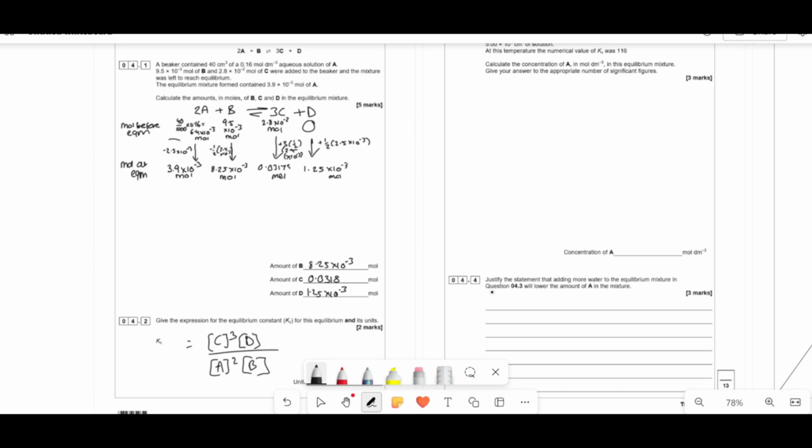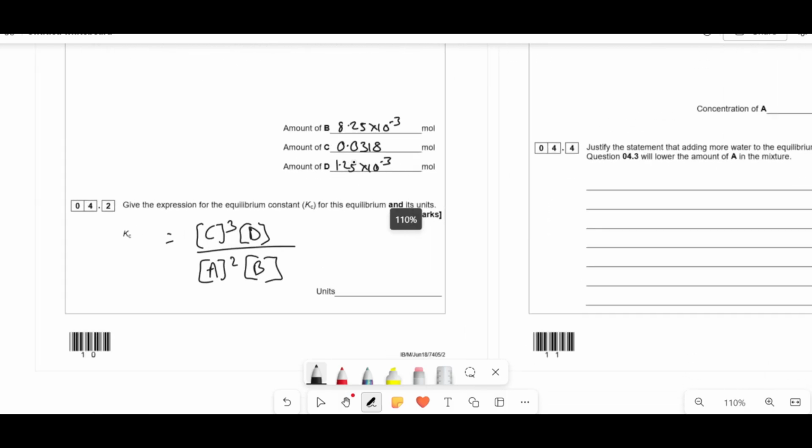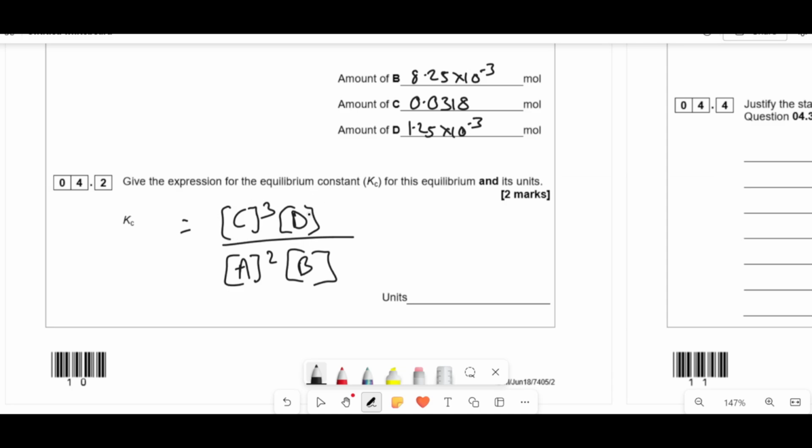Now, it's saying its units as well, right? So these are concentrations. Moles per decimeter cubed times moles per decimeter cubed to its 1. What you're going to end up with is mole dm minus 3 to the 4, all divided by mole dm minus 3 to the squared times 1, 3. Which means you're left with these, this cancels out, and you're left with one of them. So then the units are just going to be mole dm minus 3.